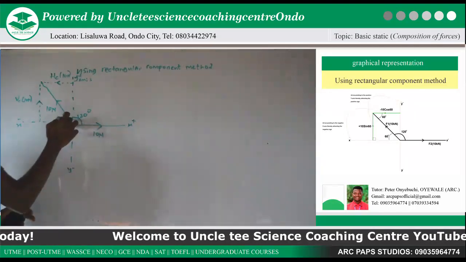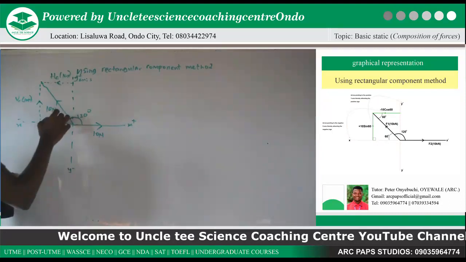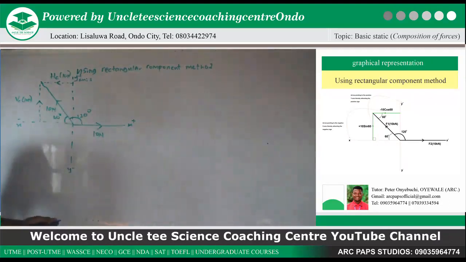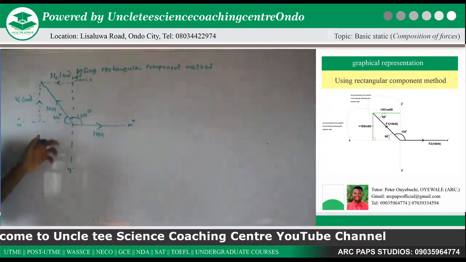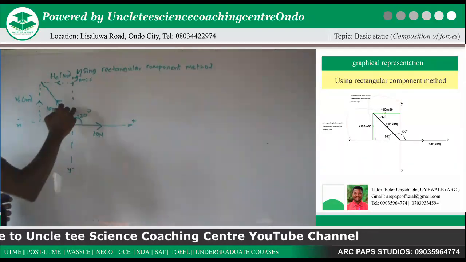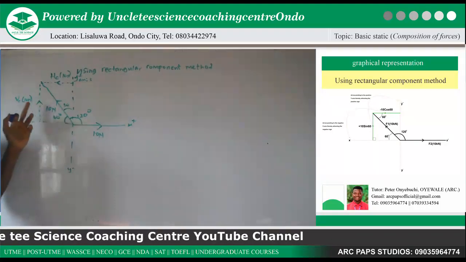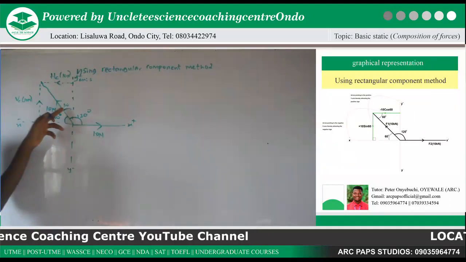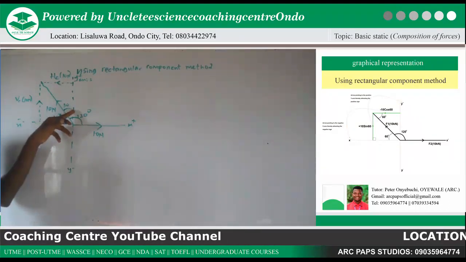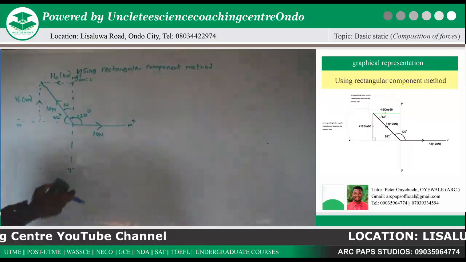If this whole angle is 120, it means that this angle was 60 degrees. That is 180 minus 120. So if you are given a question and you have, let's say, 30 here, it's not this 30 degrees you are going to use. You are going to subtract it from 90 first, because this 30 degrees is the angle of inclination to the vertical. You subtract it, you then get 60. That's what you are going to use as your angle.